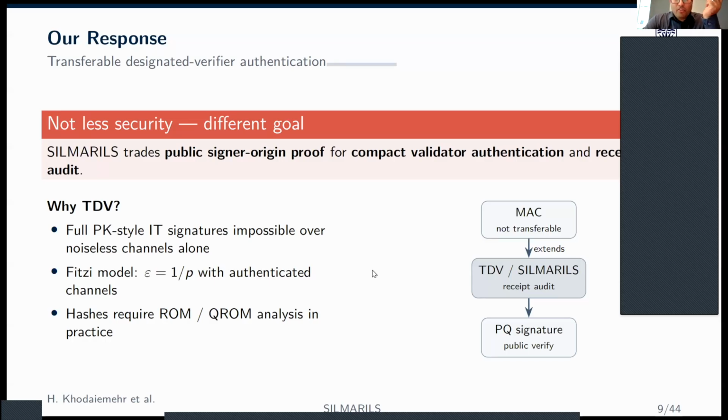Given all that, here's how we respond. I want to be clear: we are not offering less security, but a different goal. SILMARILS trades public signer origin proof for compact validator authentication and optional receipt-based audit. In our scheme, two-party mode uses ROM or QROM analysis. ROM and QROM appear here because we have some application of hash functions in our scheme, so we need to model them using the random oracle model or quantum random oracle model in the security analysis. That's what connected us to the ROM and QROM.